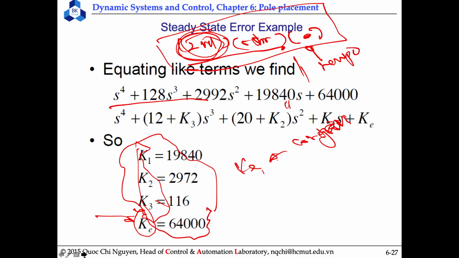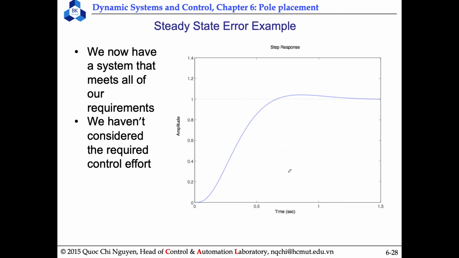Let's simulate the system again. Okay, we already see the steady state error is eliminated because we put the integral control here. The steady state error is achieved, the overshoot is achieved, and the settling time is also achieved. Finally, all achieved, right?